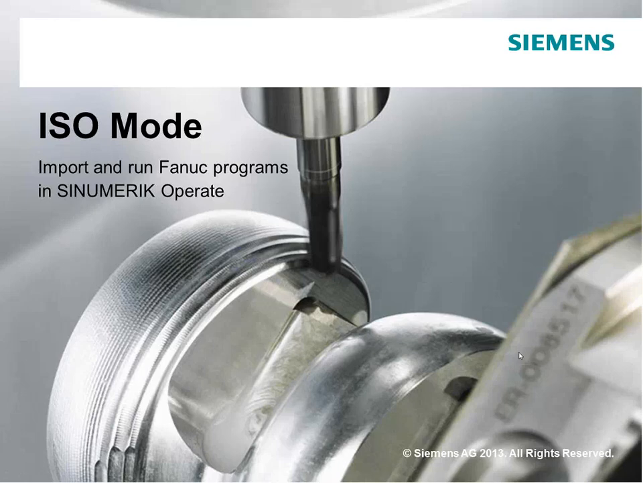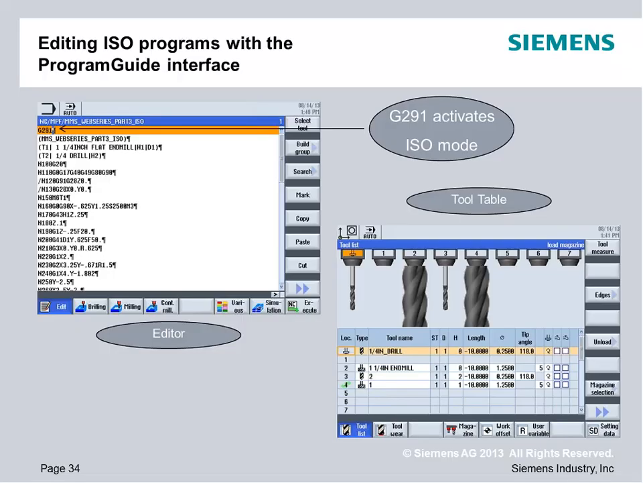So one of the big things that you're going to see here when we take a core ISO style program and modify it to work in our world is this G291 statement. So G291 activates ISO mode. From there, anything after that can be in straight ISO protocol. So we are going to have to do a slight modification in the tool. So you guys are going to get a chance to see that.